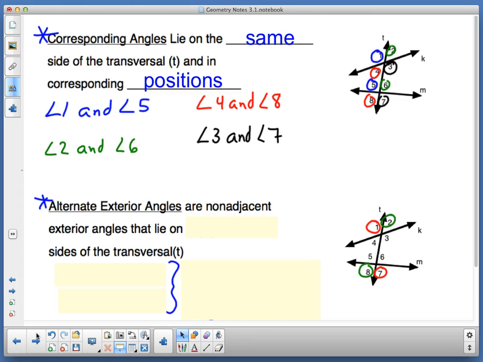Now, keep in mind, same relative position. If I were to lift this intersection up and place it on top of this one, okay, then 1 and 5 would be in the same spot, relatively. And 2 and 6, 4 and 8, and 3 and 7. That's what makes corresponding angles. They do not have to have any relationship right now other than their relative position and for their name, okay? Questions about corresponding?